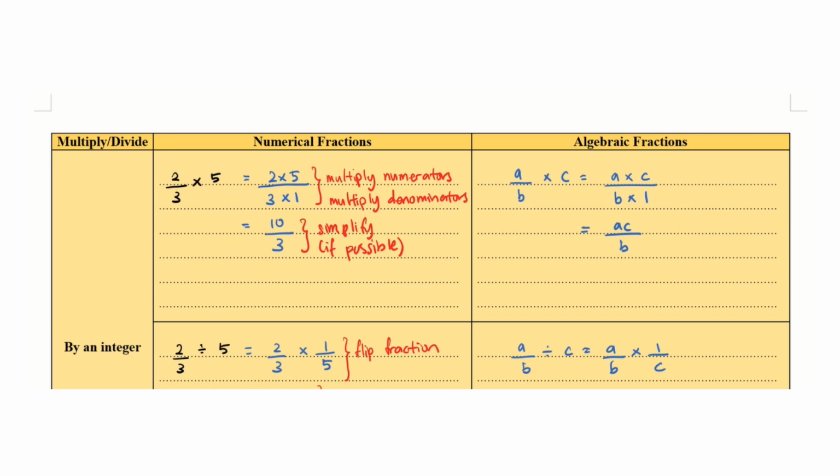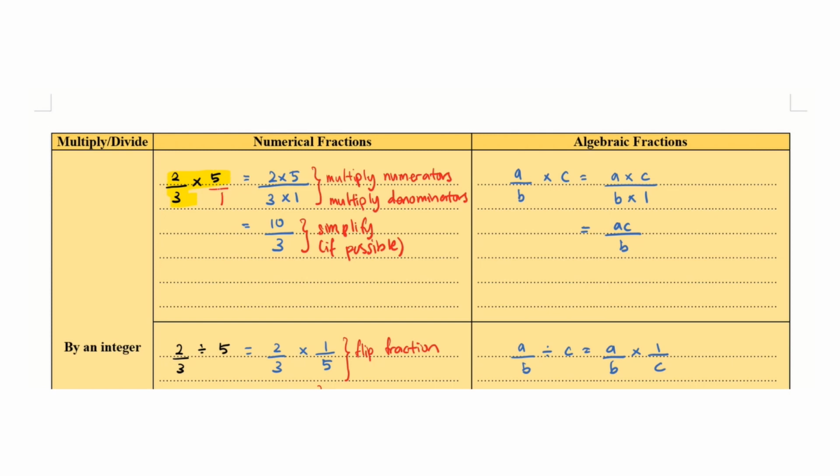Now what if I have a fraction and I want to multiply or divide by an integer? An example of an integer is a whole number or maybe a negative whole number. In this case, we have 2 over 3 times 5, where we're multiplying by 5. We need to understand that the whole number 5 is the same as 5 over 1. So I can now see that it is actually a fraction times a fraction.